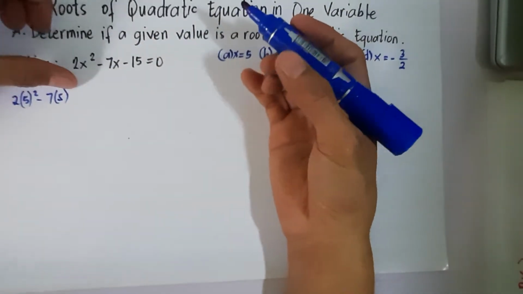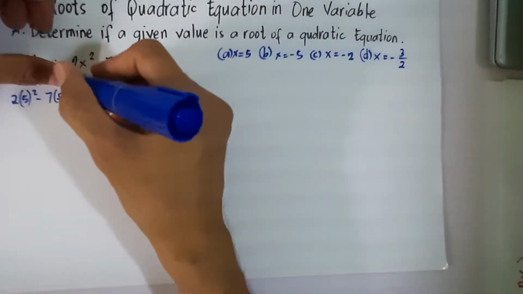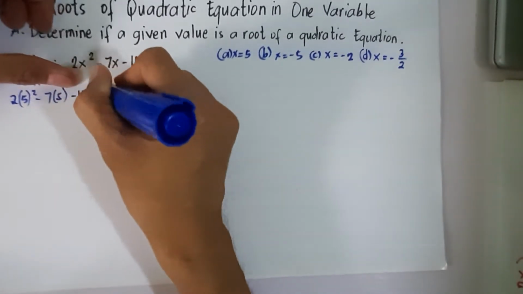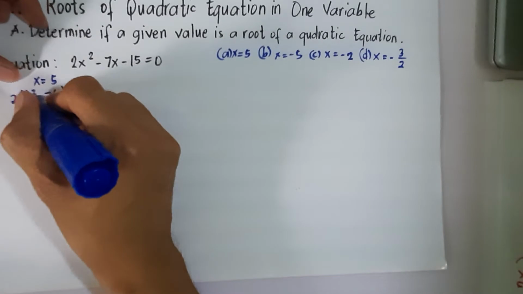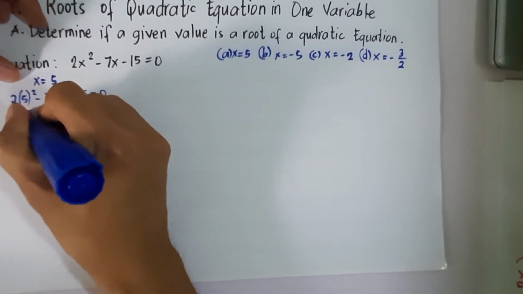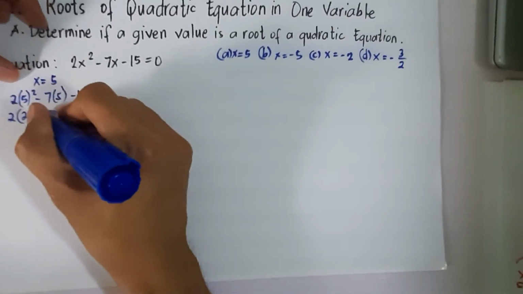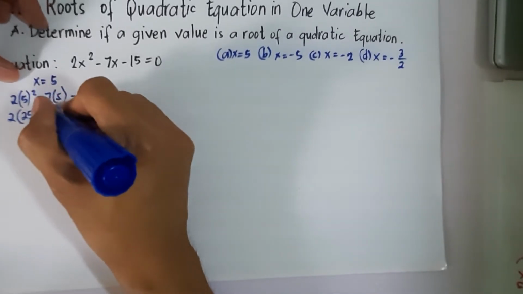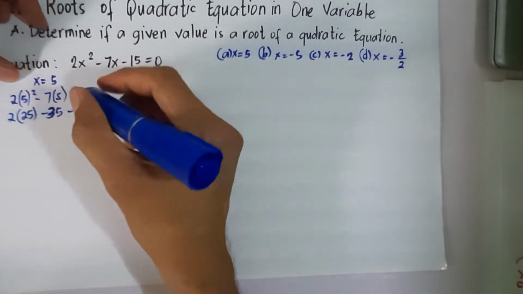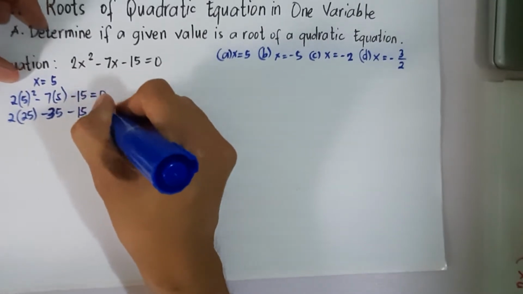You just have to substitute, okay? There's nothing much to do, just substitute. Every x you substitute with 5. So 2 times 5 squared, 5 squared is 25. Then 25 times 2, that's going to be 50, but we'll write it down later. 7 times 5 is 35. Minus 15 is equal to 0.